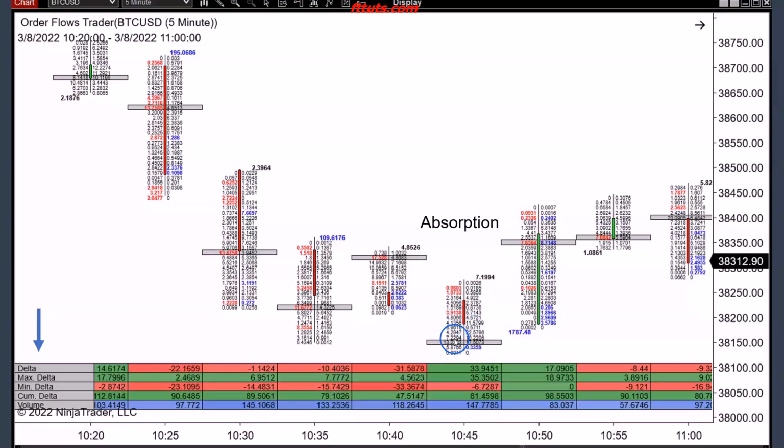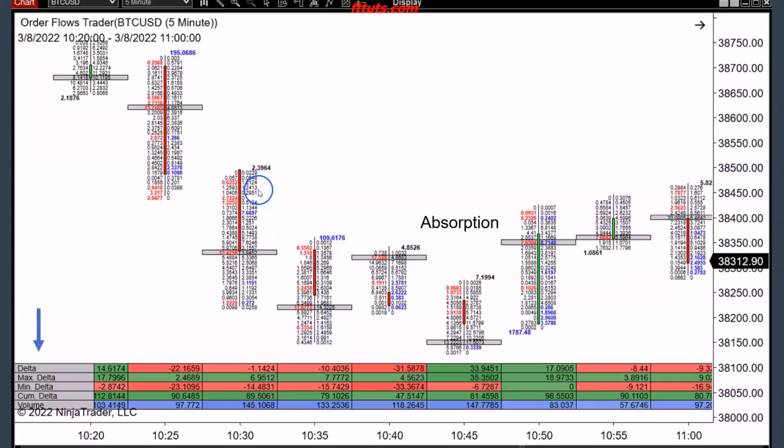Now, usually what you're going to see is the opposite, which would sort of be like this green candle with heavy bid side here. But I can just look here. I can see there's 22 Bitcoin, there's 10, there's 17 that traded. Look at these previous bars. You see 14 here.